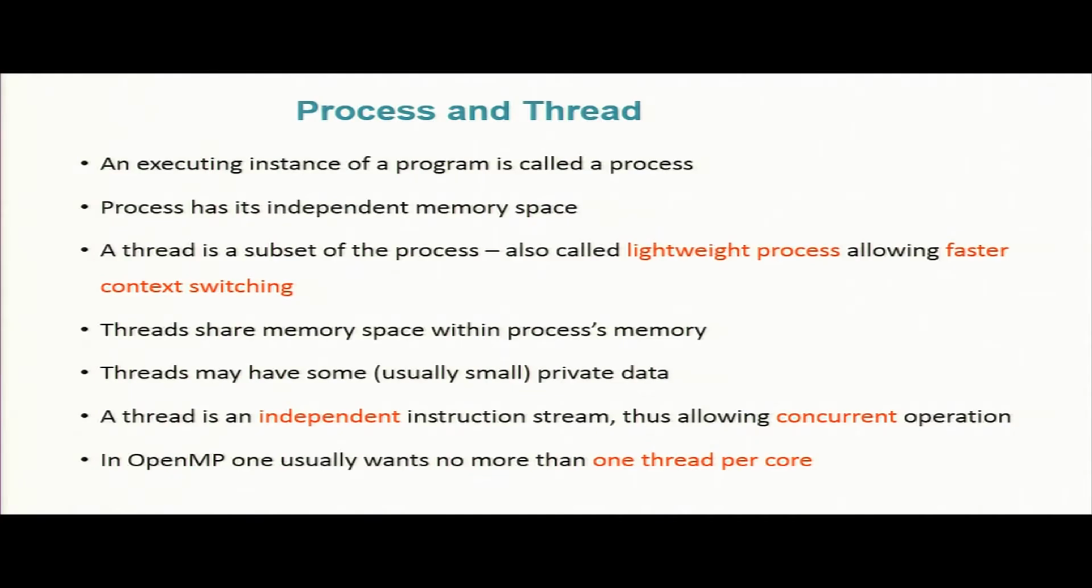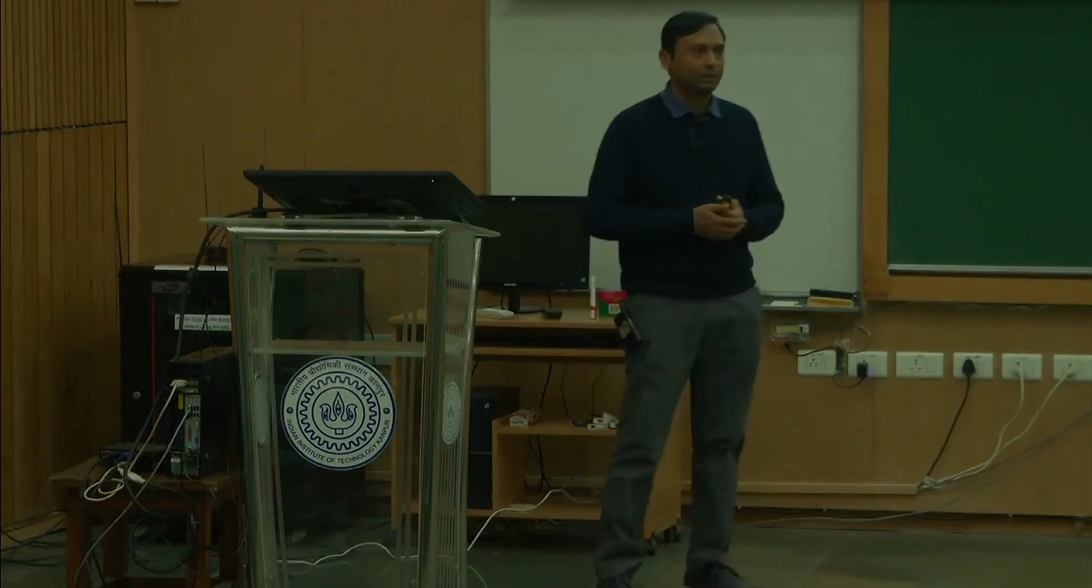If my process is compute bound, I would generally prefer one thread per core. If we have more threads per core, they will keep on context switching, which is not an efficient way. If they are not very CPU bound but IO bound, dependent upon memory to fetch data or upon storage, getting data from files and all, then we can have more threads to occupy these latencies with respect to IO.